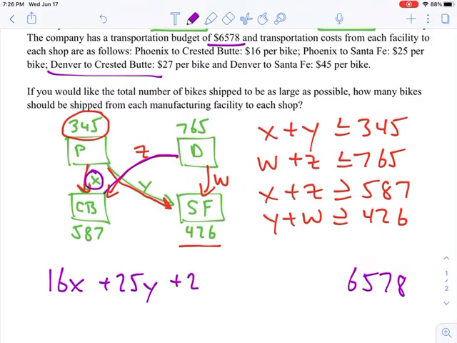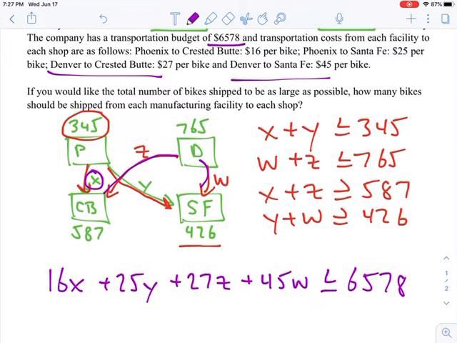So we have 27Z. And then finally, Denver to Santa Fe is 45, so that's 45W. Now, their budget is $6578. Once again, you can spend less than the budget. You can spend an amount equal to the budget, but in theory, we really don't want to spend more than what's in the budget. So less than or equal to. And so we have our constraints.